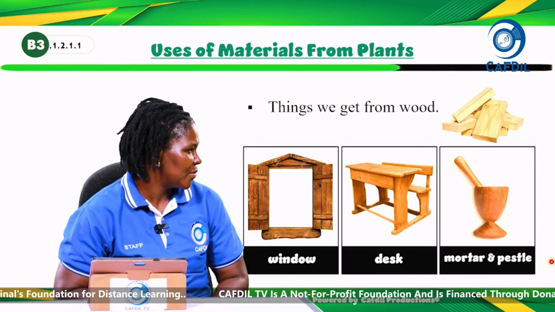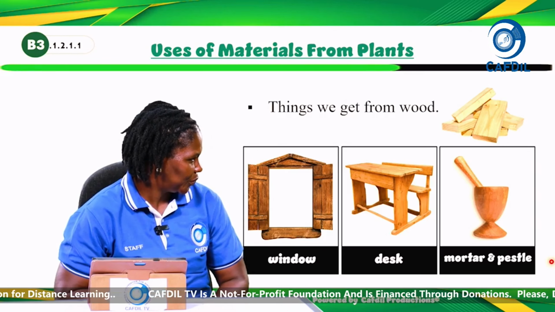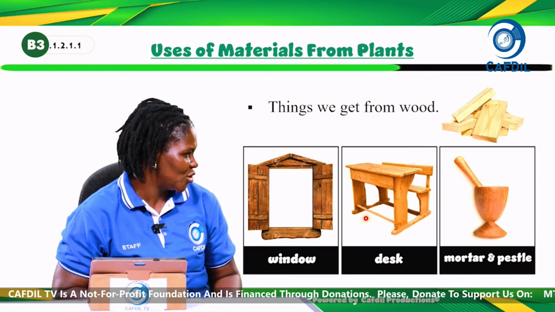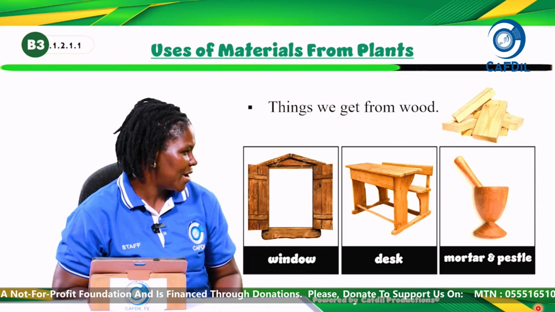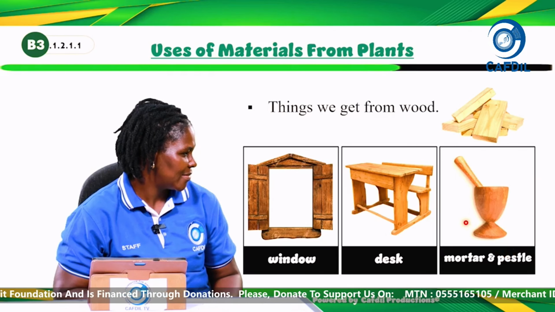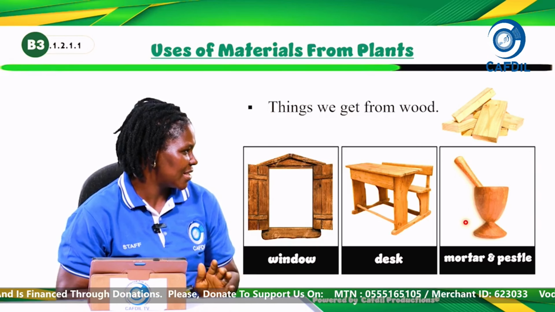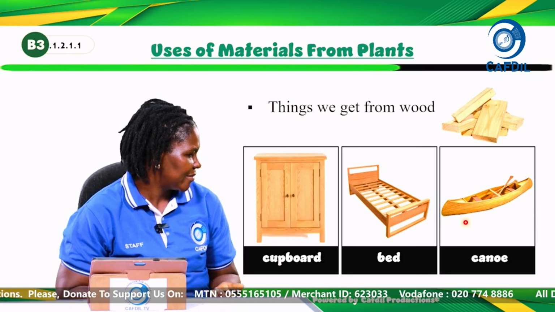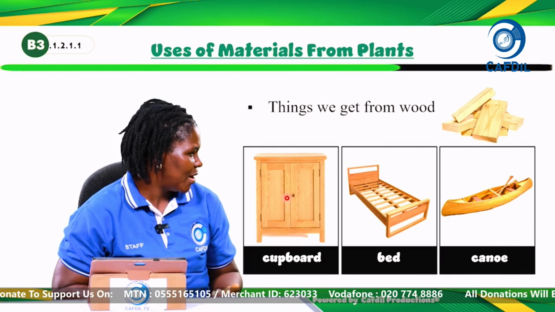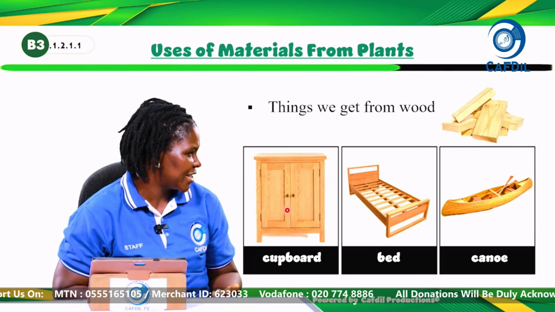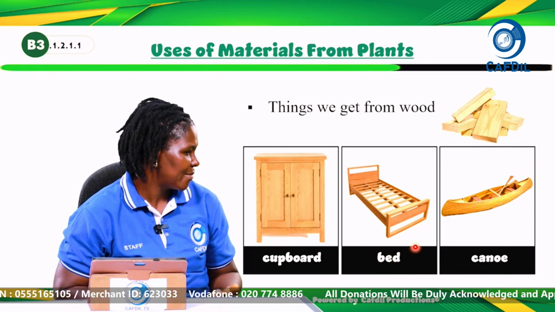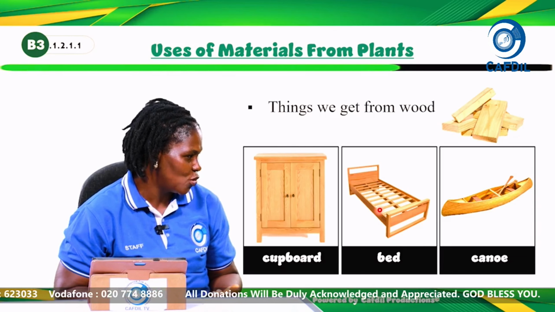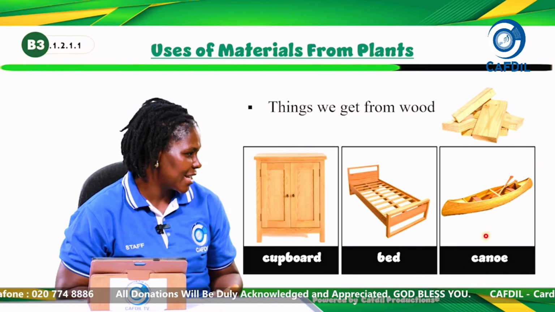Okay, let's continue. We also get windows, desks, the ones you sit on in school, and then we have mortar and pestle. Good, because it is hard. We get cardboard, the one you put your books in, or when you go to the kitchen they put some things in them. Beds, because it is strong, when you sleep on it you won't fall. And then the canoe.